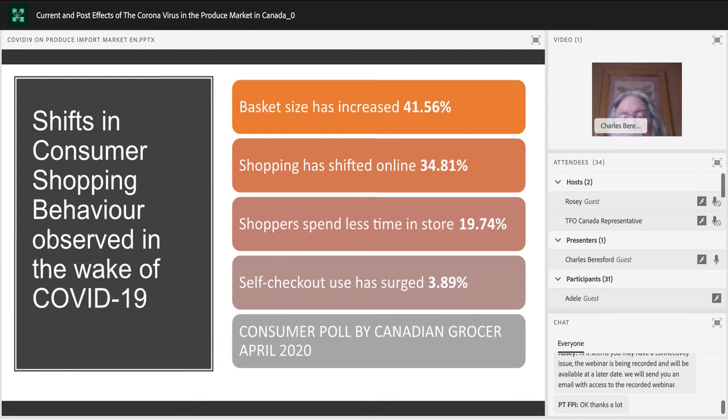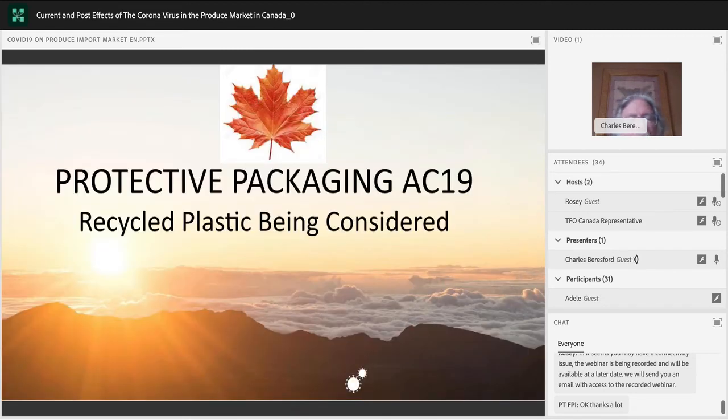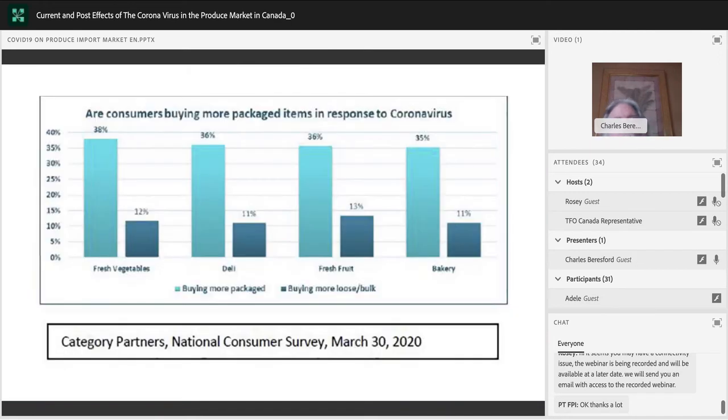Self-checkout has surged 3.89%. Well, at Walmart, it's 100%, as the ones that have been at Walmart here know. This is a consumer poll by Canadian Grocer, which was very good to me too for this information. Okay, you can look at it in more detail because I'm going to go faster now. Protective packaging is crucial for COVID-19. Recycled plastic is being considered now, where before we were getting it out because of the environment.